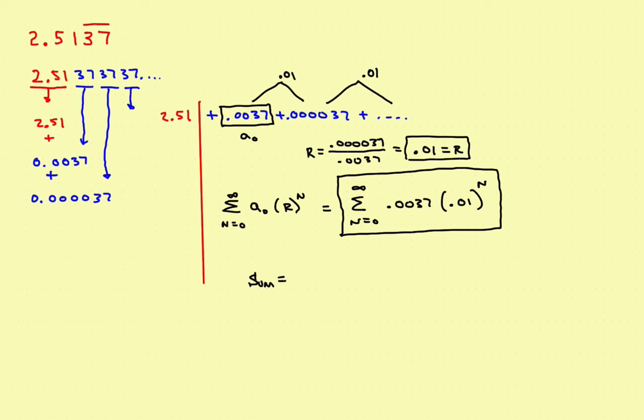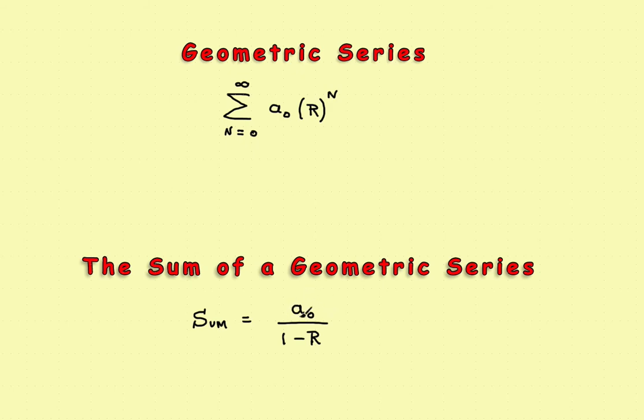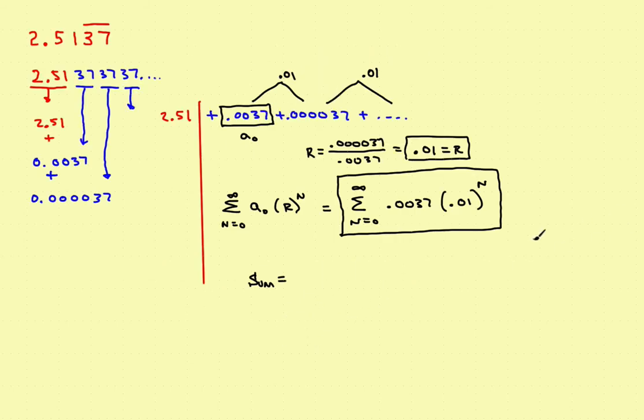And again, using the same formula, the sum. And again, the formula looks like this. It's just first term divided by 1 minus the common ratio. So we'll just write up here first of all, a sub 0 divided by 1 minus r. So a sub 0 is 0.0037 divided by 1 minus the common ratio, which is 0.01. So this is going to give you 0.0037 divided by 0.99.